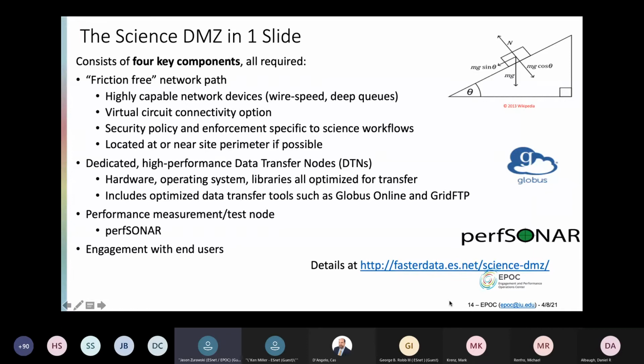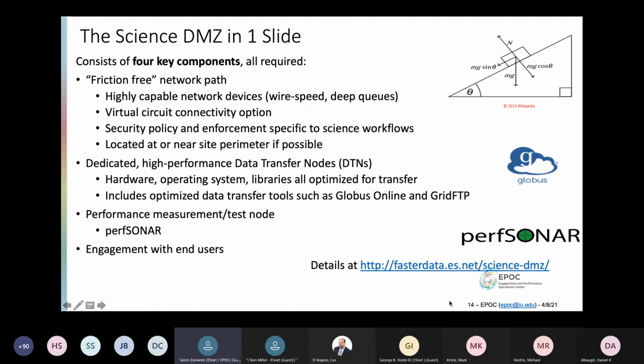We want the security policy and enforcement to be specific to the workflows. What that means is that you understand what the tool's doing, you understand what the user's doing, usually by asking and observing, and then you tailor that security policy to what they're trying to do. Just don't plunk down a firewall in the path without understanding if they need that or not. You can get the same amount of security, if not more so, just by talking to them and understanding what's going on.